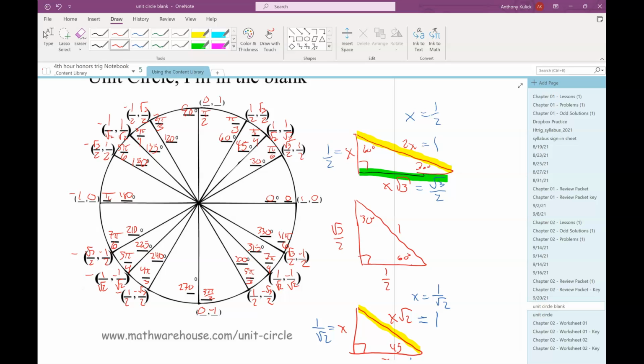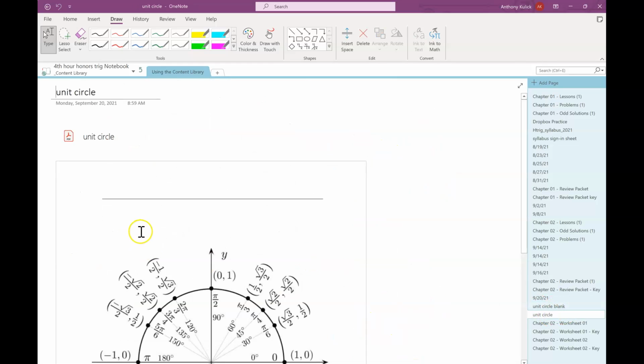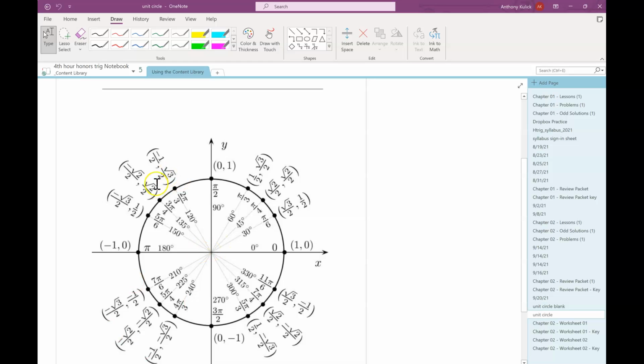Yes, sir? Can you just simplify the 1 over root 2 to 1/2? You can write 1 over root 2 as root 2 over 2. Oh yeah, root 2 over 2, I think is what you probably meant. Yep. And in fact, I give you also in the content library the unit circle with everything filled in, and I've gone ahead and rationalized denominators for those in that situation.